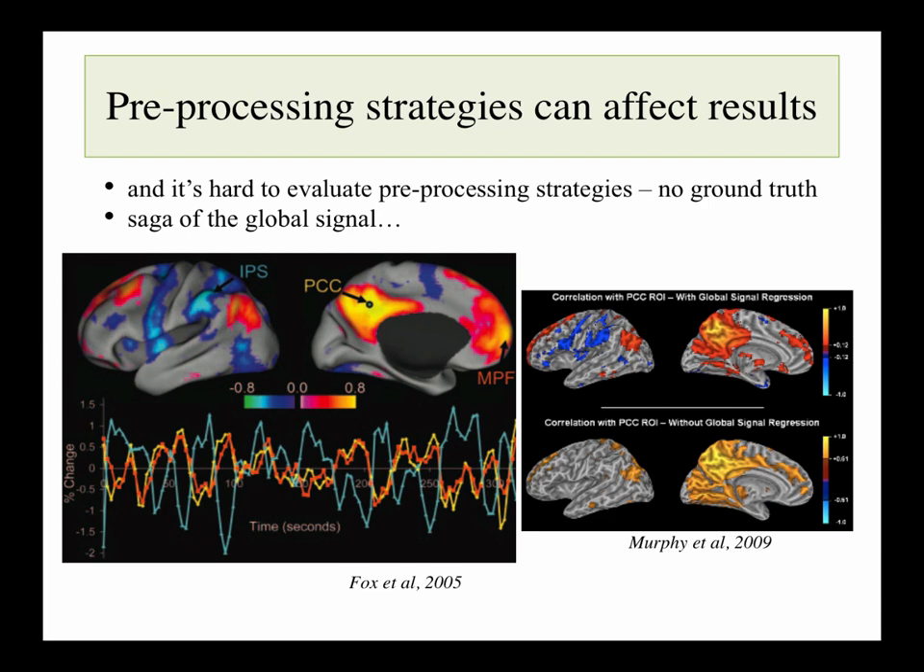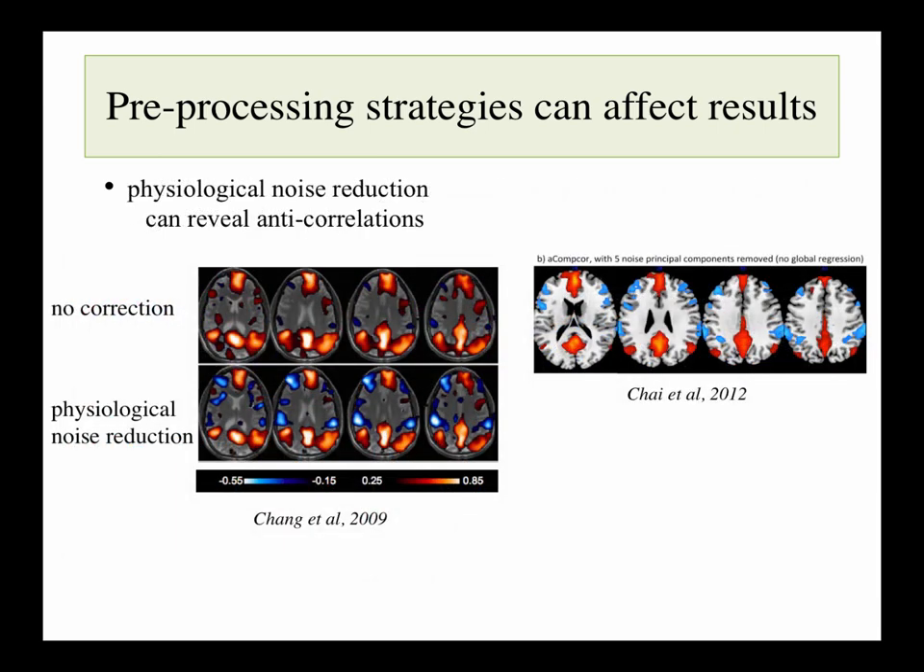But how do we know whether we should be doing it or not? There's still a ton of debate about this, because on the one hand, global signal regression may be too aggressive and creating these extra negative correlations. But on the other hand, if we don't do that, it could leave too much common noise in our data and also prevent us from detecting any real negative correlations that might be there.